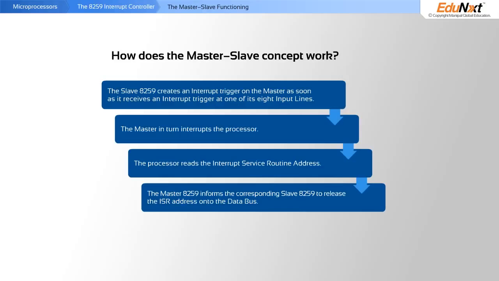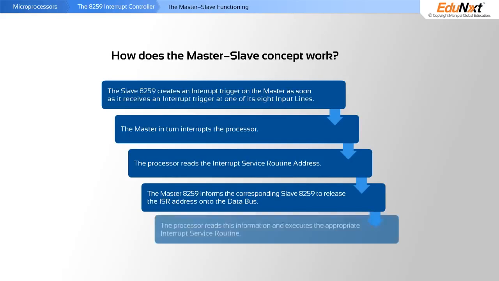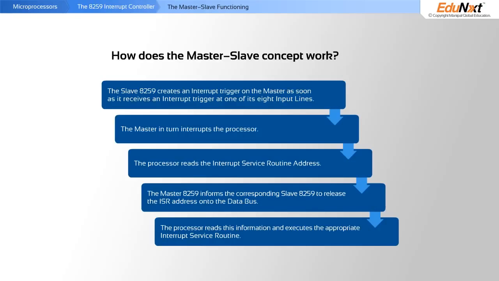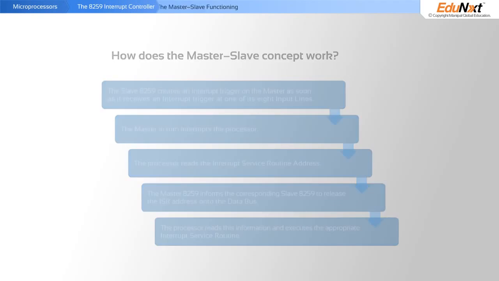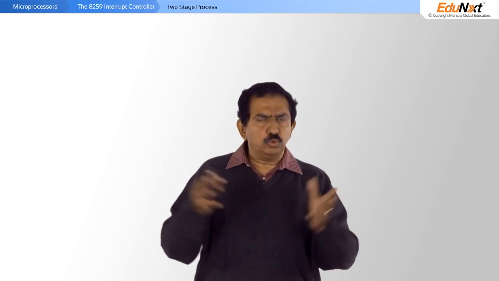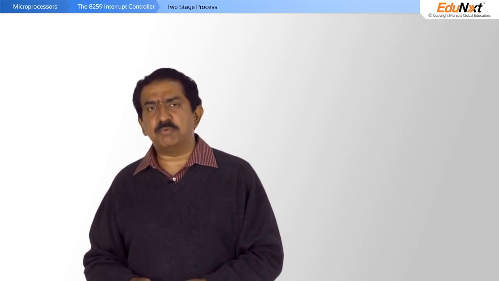So the ISR comes from the slave devices but under the control of the master 8259. The processor reads this information and executes the appropriate interrupt service routine. How do you do all of this, right? So I said this is a programmable interrupt controller.